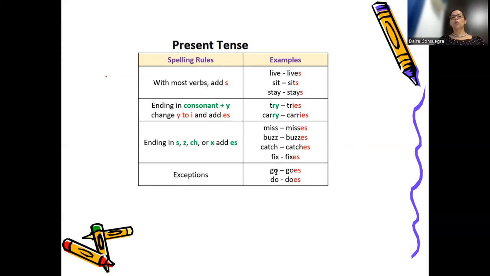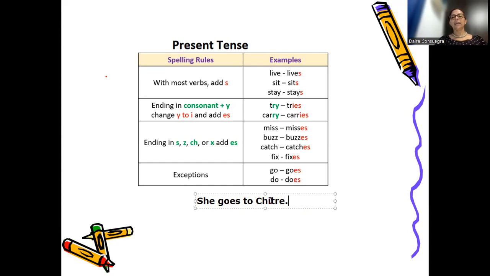And the exceptions are the ones that end in O. For example, go and do, you add es. Go, goes, do, does. For example, she goes to Chitre. Okay? She goes to Chitre. She goes. Ella va a Chitre. Goes. Because it ends in O, and we're talking about she, ella, then we add es to the verb.